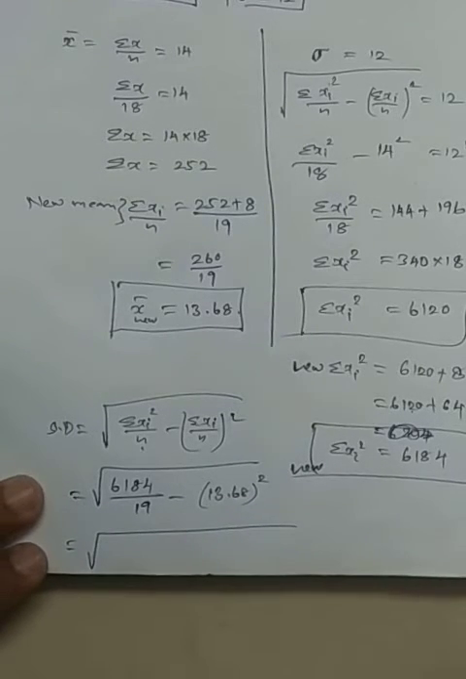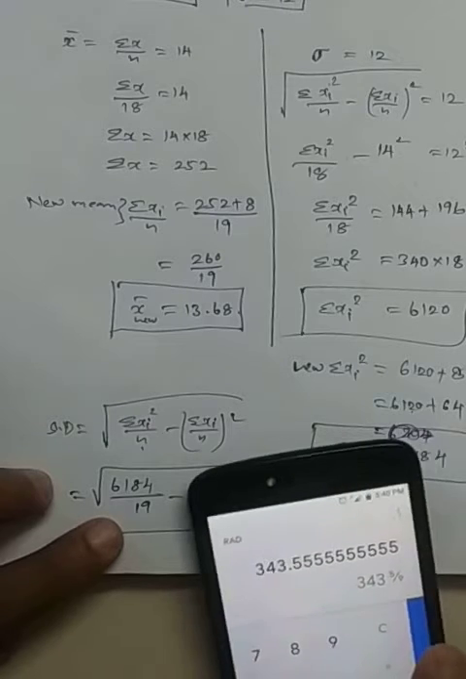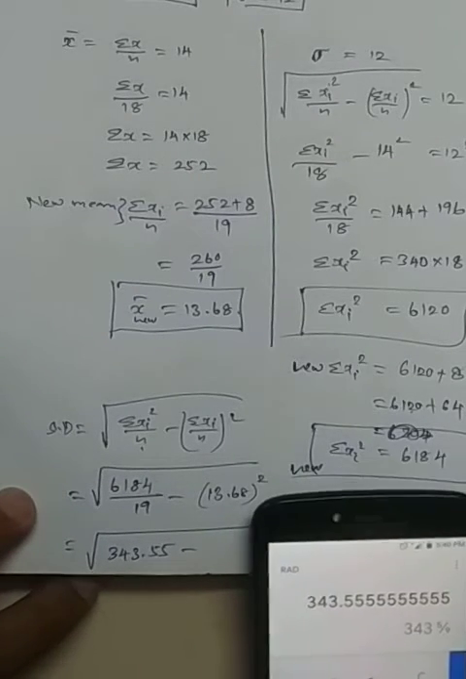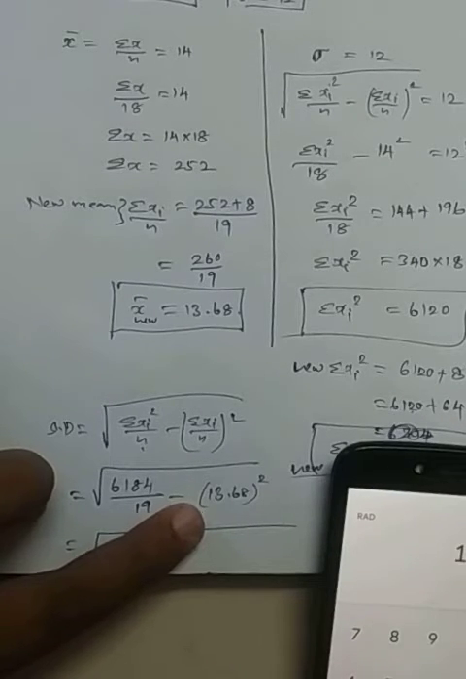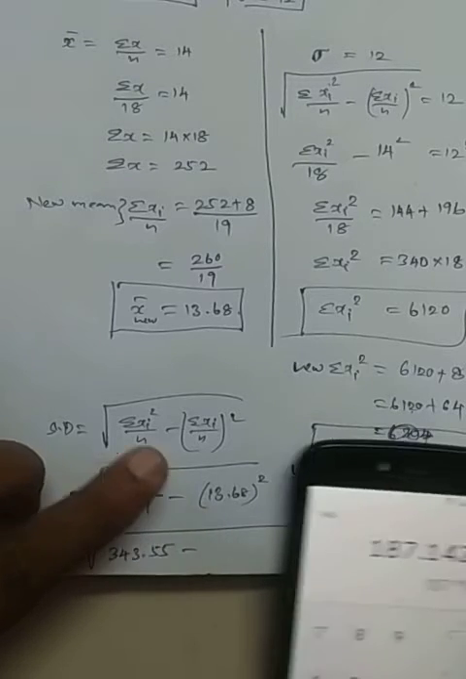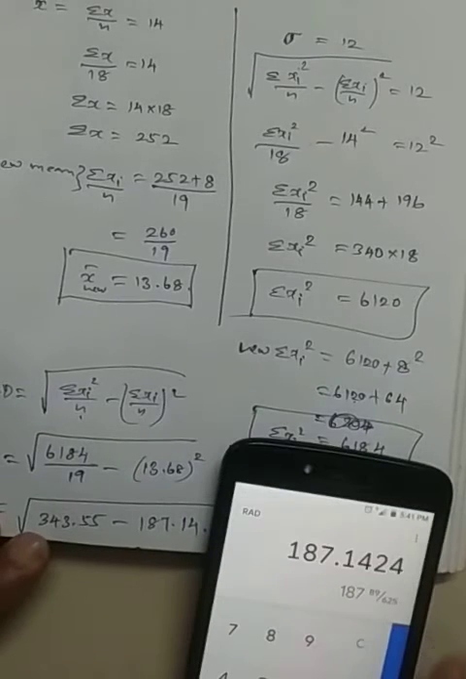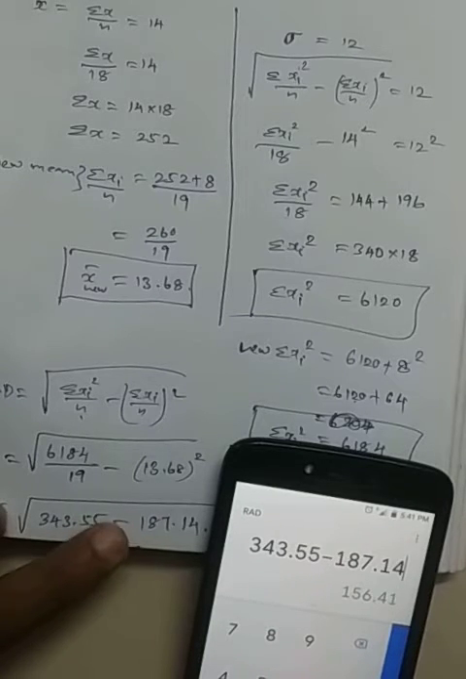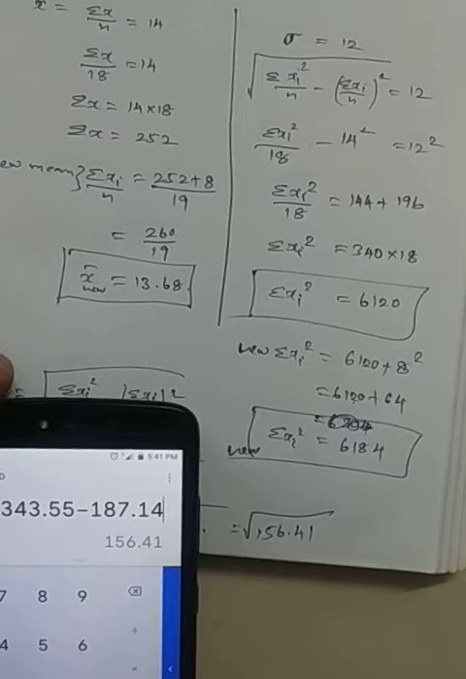So let's calculate this one. I am getting 6184 divided by 19. If I am doing 340, what is it coming? 343.55 is coming. That minus, I will keep as such this one. Before this, 13.68 into 13.68, what's the value it's coming? 187.14 I am taking. So now the square root of this value: 343.55 minus 187.14. If I am doing that, you are getting 156.41.